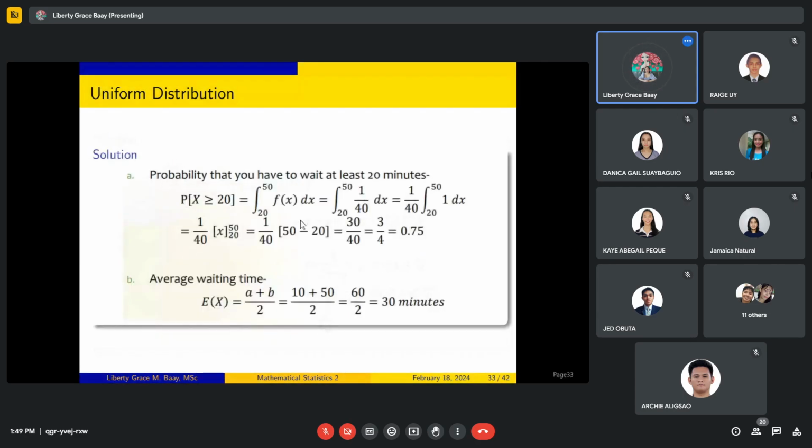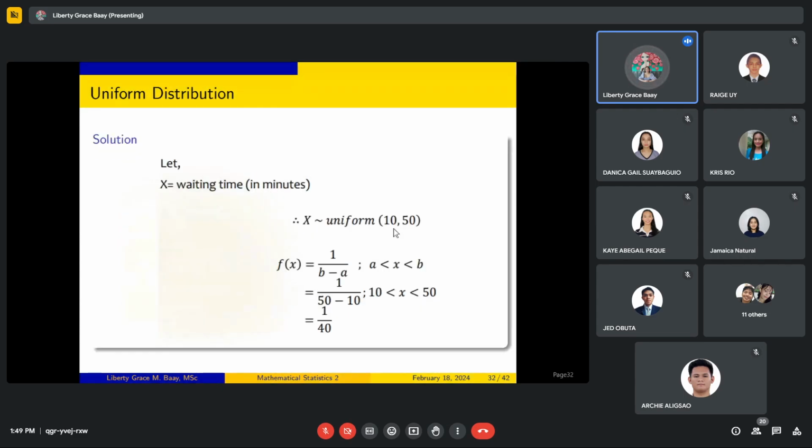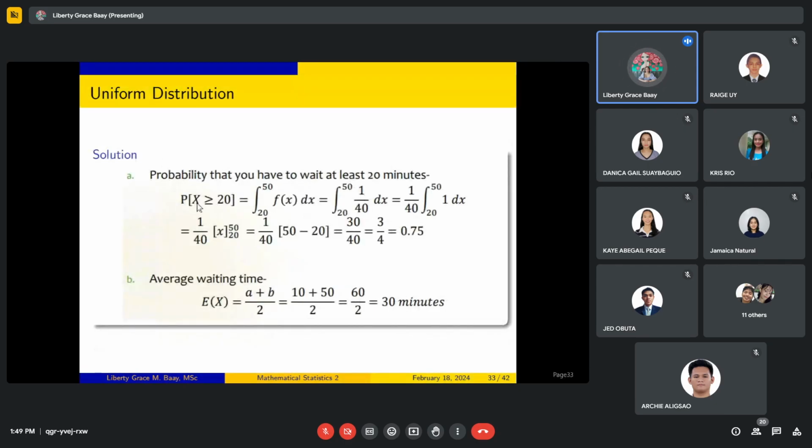Sorry, kay at least 20 minutes man. So this is your lower bound. So we have 20 and 50, 20 to 50. Okay, matingala mo class nga kaganina kay 10 to 50 man ang given. But in here, the question is at least 20 minutes. So mailisa na, 20 to 50 na siya.